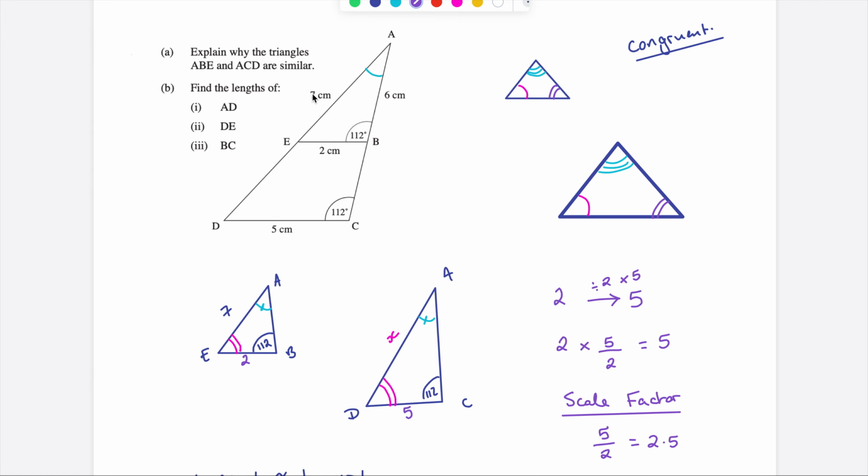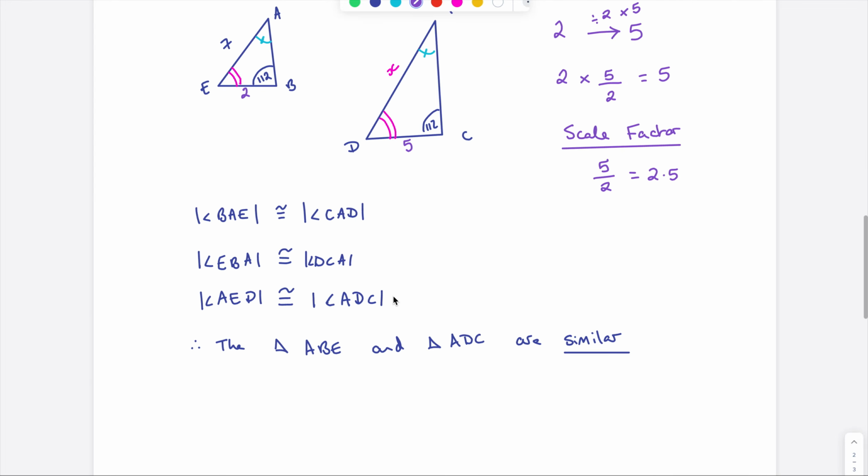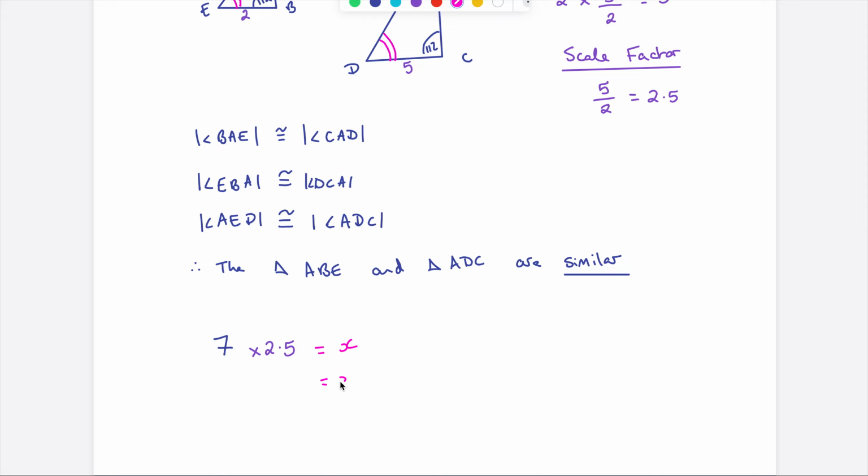So I'm going to take 7 and I'm going to change it into this total value here, x, by multiplying it by 2.5. So I'm going to say 7 multiplied by my scale factor, which is 2.5, that will give me x at the end there. So I'm going to do 7 by my 2.5 and my new side works out to be 17.5. So the total length now is 17.5.